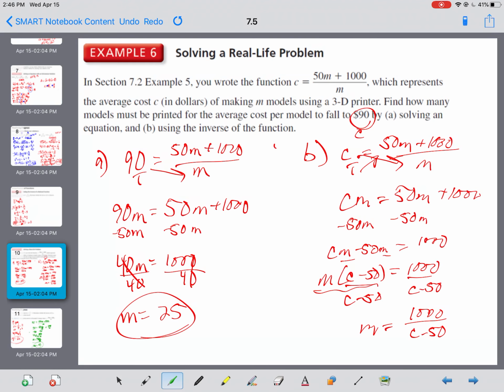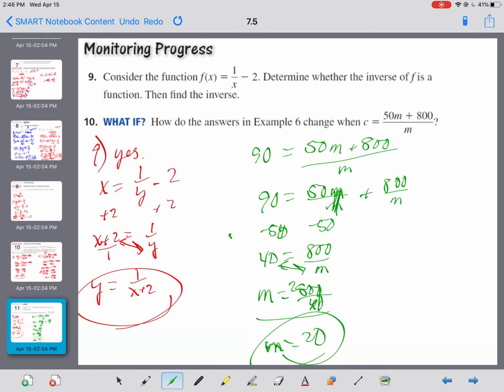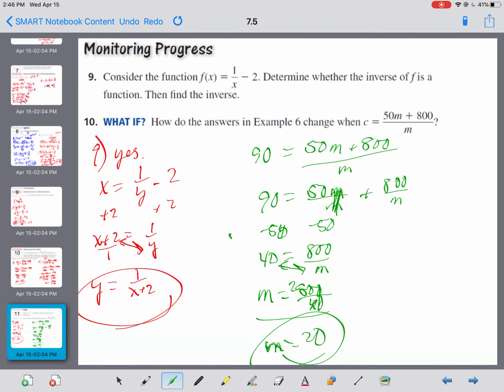So to drop down $200 in cost, or whatever that, what was that one originally? 1,000. I don't remember what the 1,000 was for, but if you drop the 1,000 down to 800, you only have to make 20. All right, that's it. That's the monster.